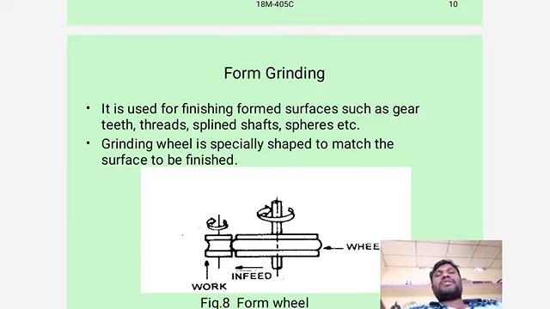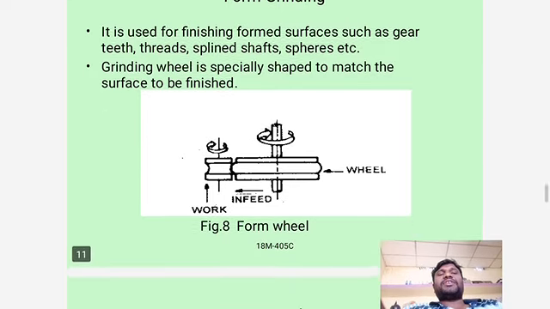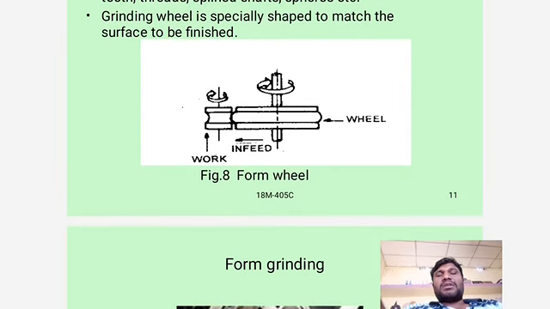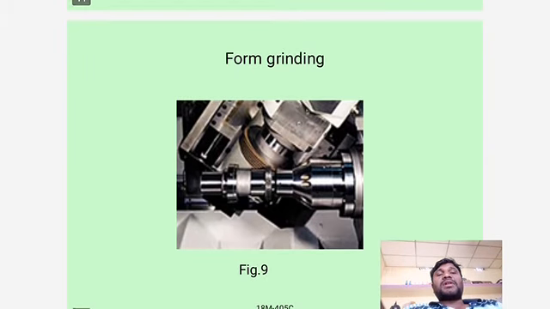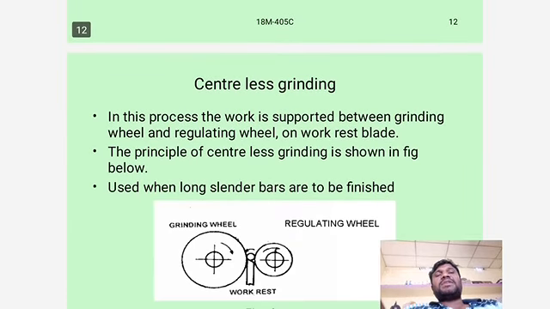Form grinding. It is used for finishing formed surfaces such as gear teeth, threads, splined shafts, spheres, etc. The grinding wheel is especially shaped to match the surface to be finished. This is form grinding, with grooved and form shapes. The practical applications are shown in the diagram.